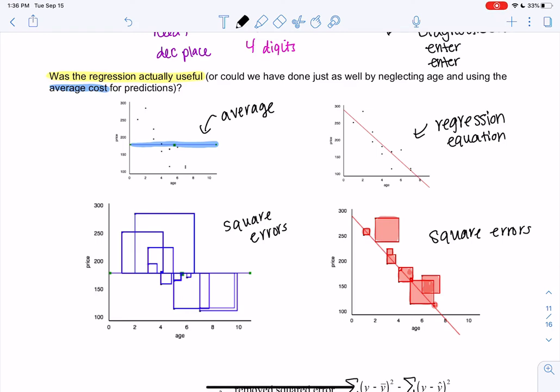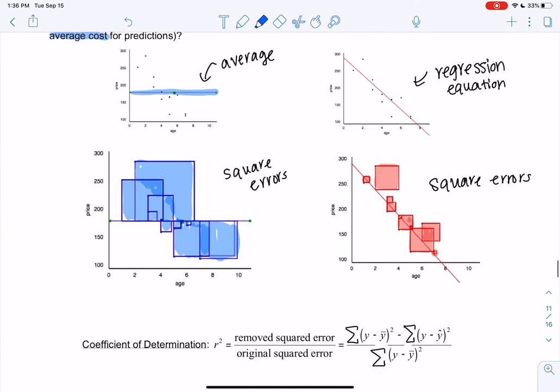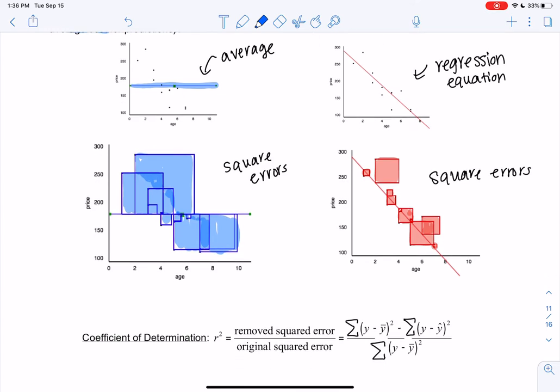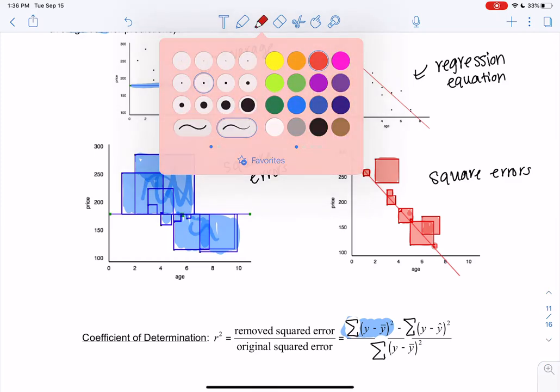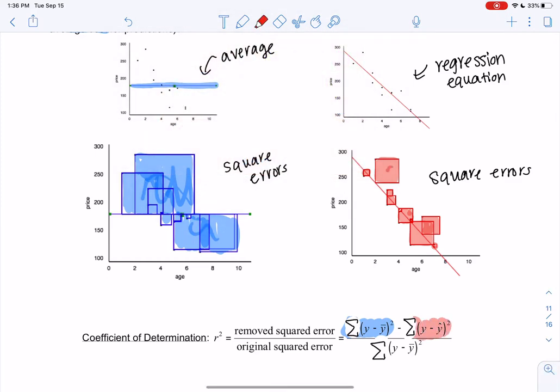So to me, it looks useful. Notice the one on the right, those square errors are definitely smaller than the square errors on the left. But if there's not much of a difference, then maybe regression's not worth the effort. So let's check out the formula. We're not going to use it, but it'll explain what's going on. So what the formula is doing is it's finding the sum of the square errors from the average. So I'm highlighting it in blue because it represents all of these squares. And then we find the difference between these squares on the right.